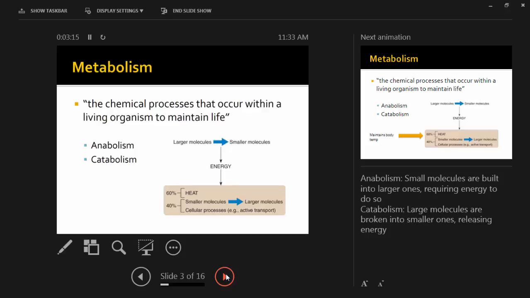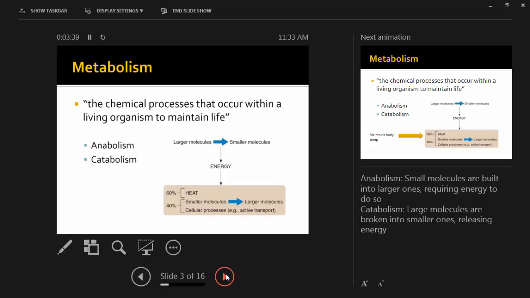So cellular respiration starts with catabolism because you're breaking things down into smaller molecules and releasing energy, and then ends with anabolism, which is building ATP using the energy that you've released from the catabolic reactions. And when you break things down, you release energy, and 60% of that energy is released as heat. So that's your body's heat.